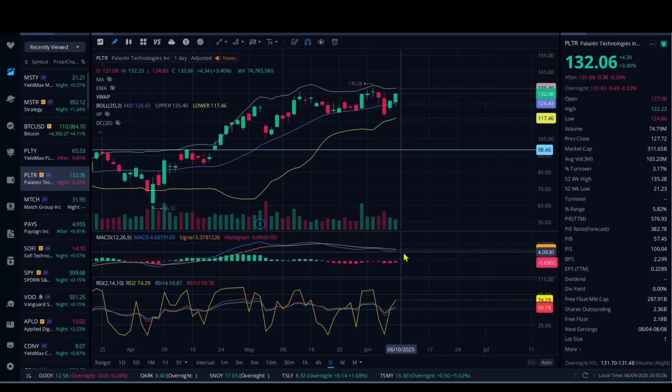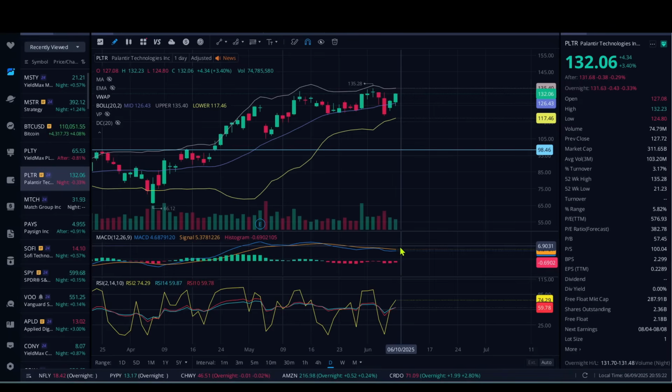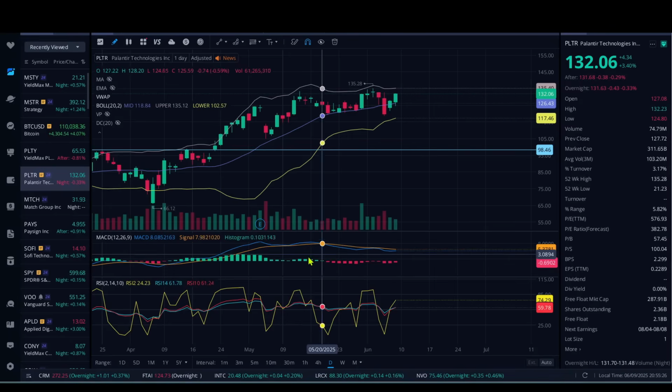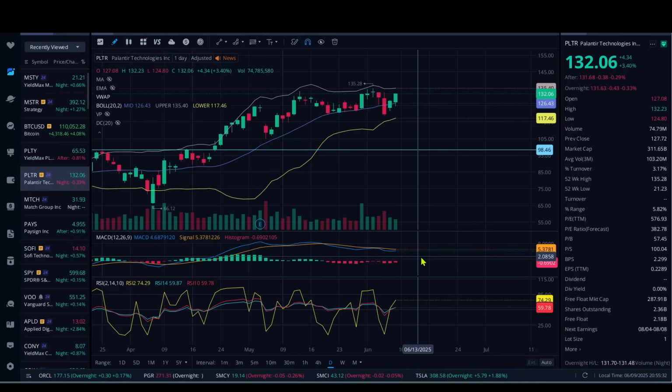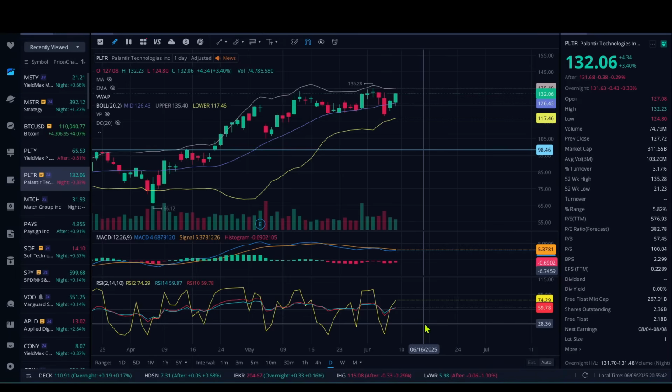Can we break above it? Well, that depends if we can get above this roughly $135 area. If we can get above the $135 range, then we can get that cross on that MACD and start getting some positive momentum down here, which is some of these green bars, as that would be a good sign that Palantir is continuing to move on up. But only time will tell.